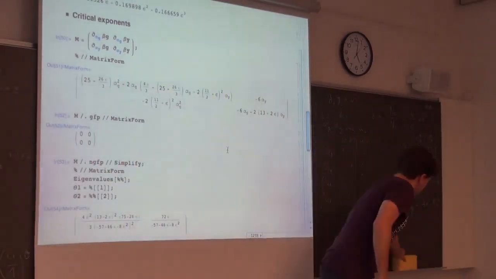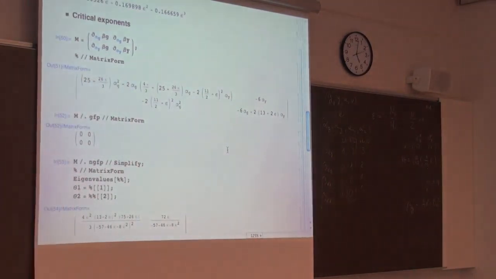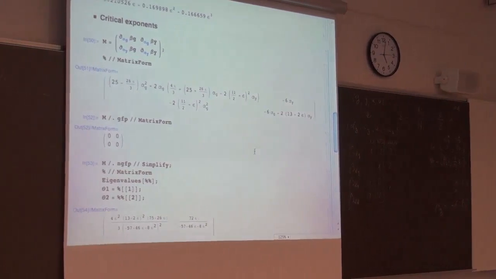So now the next step is to just redo this analysis here, but with more couplings.